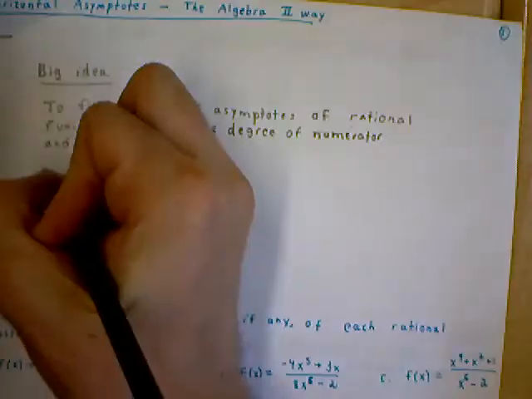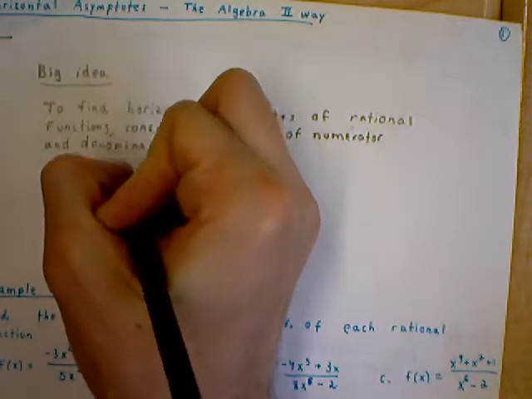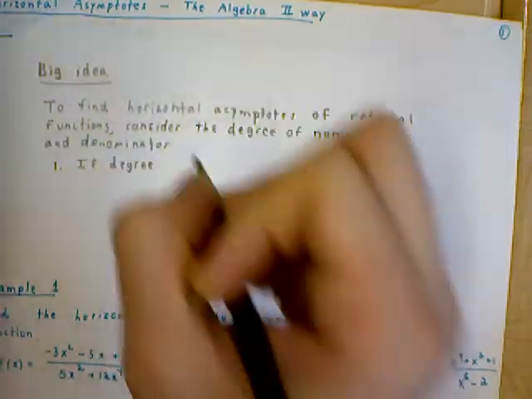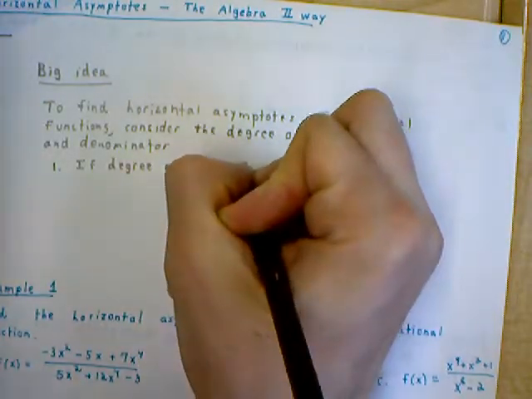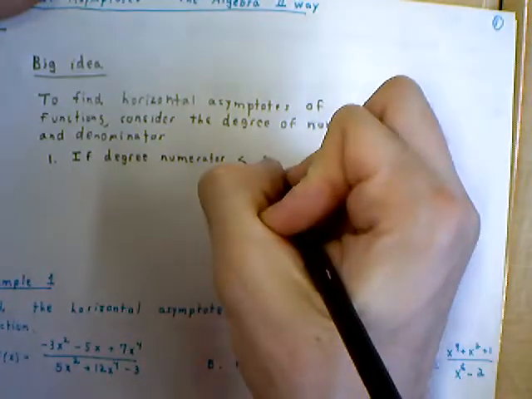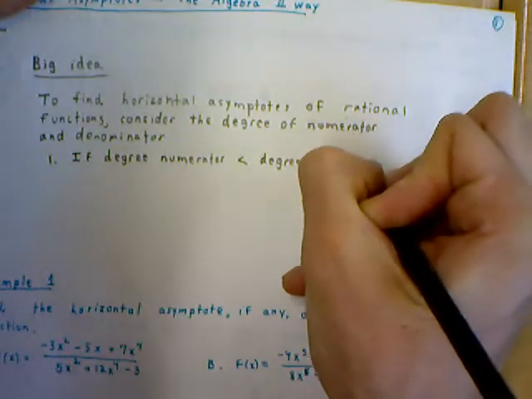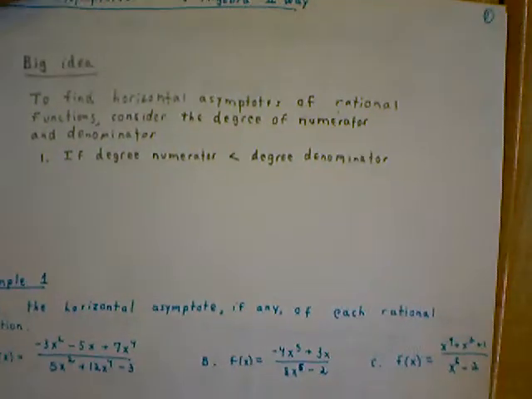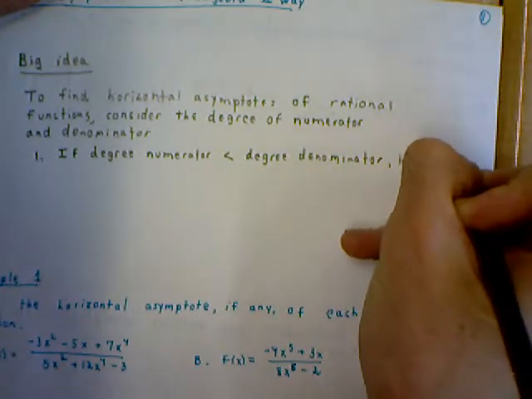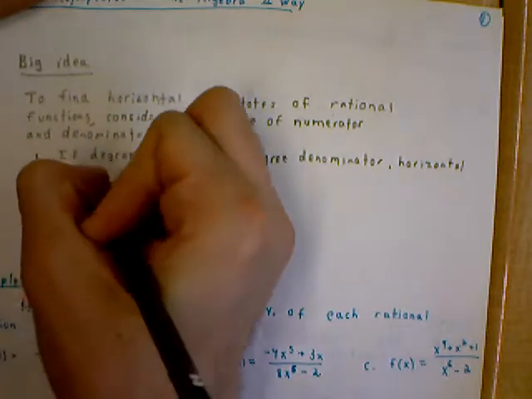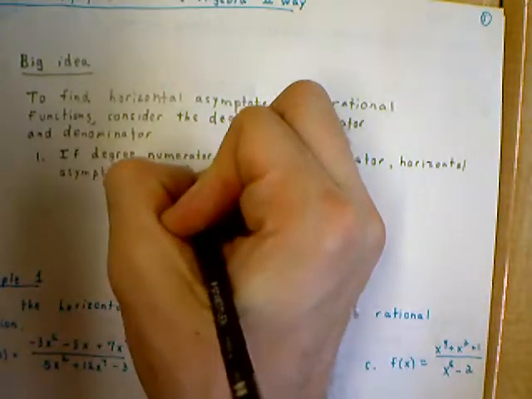All right. Case one, if the degree of the numerator is less than the degree of the denominator, we have a horizontal asymptote at y equals 0.